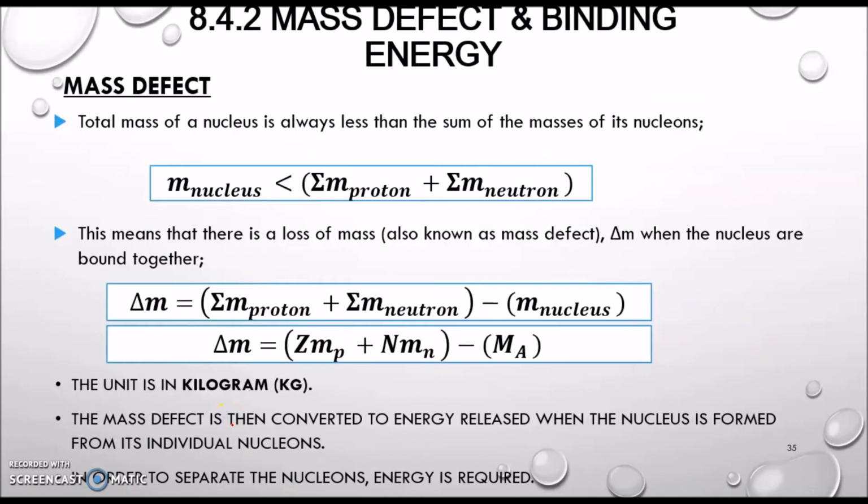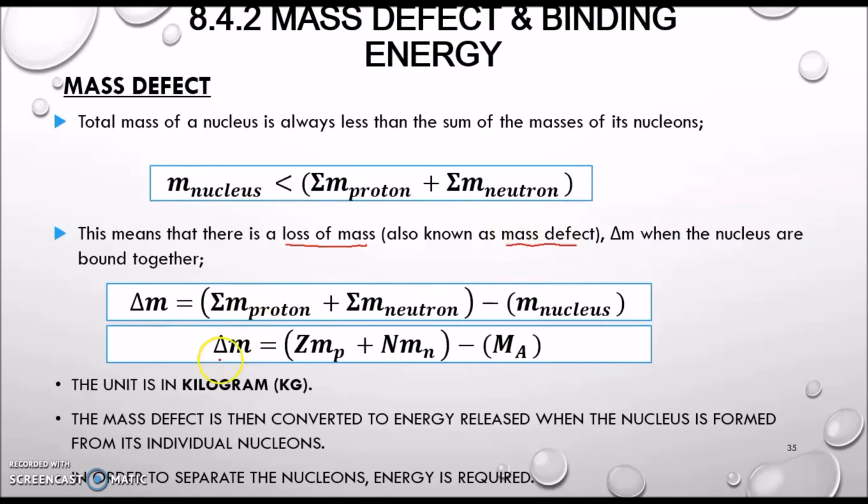Mass defect and binding energy. When a proton and neutron combine or bind together to form a nucleus, there will be a mass defect. The total mass of a nucleus is always less than the sum of the masses of its nucleons. So when we combine these two, it will form a nucleus. The nucleus will have less mass compared to the summation of the mass of proton plus the mass of neutron. So the loss of mass is also known as the mass defect.